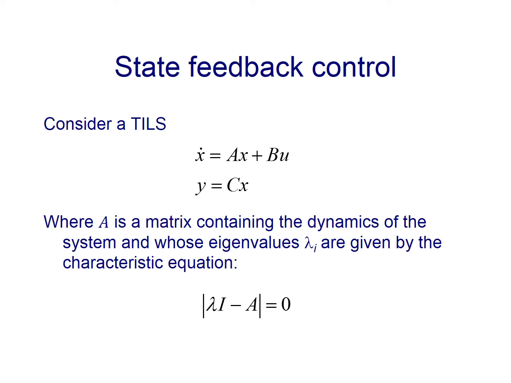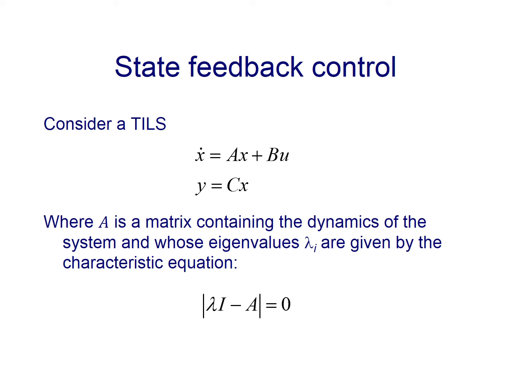Let us study this topic. Consider some time-invariant linear system with the state equation and the output equation that we have here. As usual, A is the matrix which contains the dynamics of the system. And very important, the eigenvalues of this matrix are given by the characteristic equation, determinant of lambda I minus A equals zero. This is actually the denominator of the transfer function, which means that these eigenvalues are exactly the same as the poles of the transfer function.